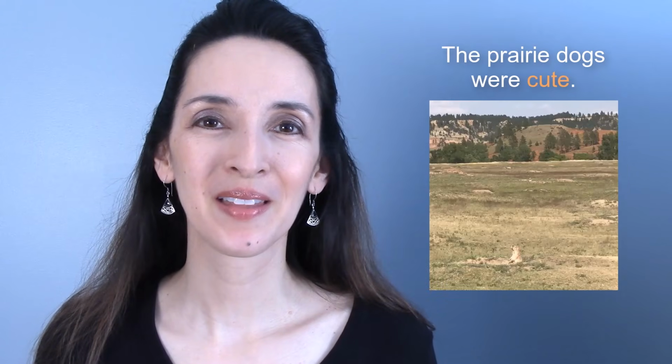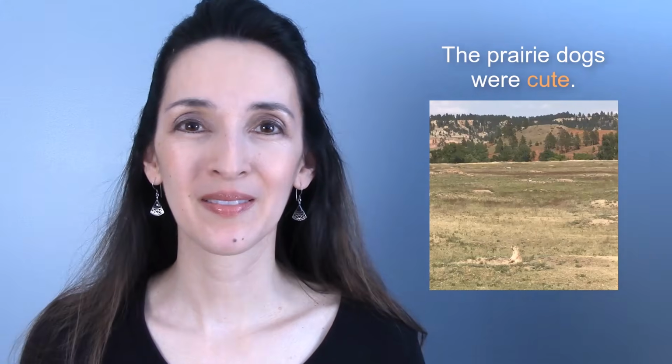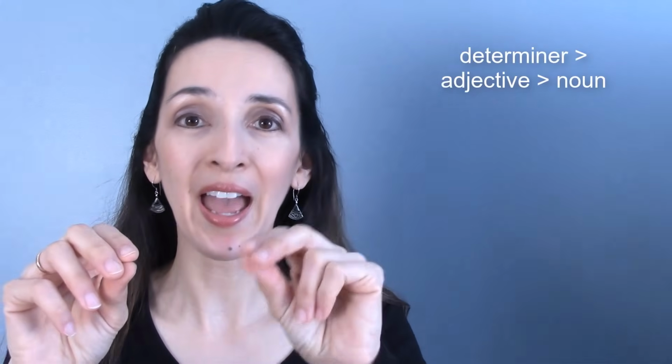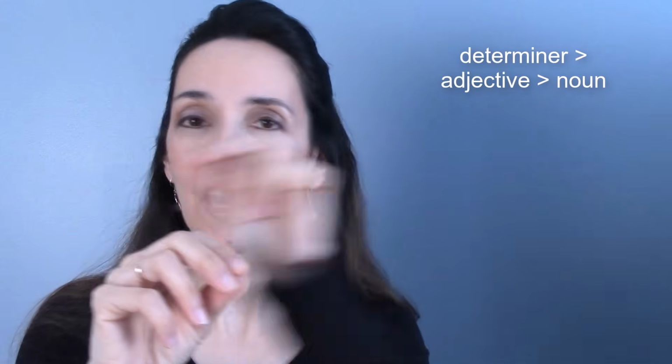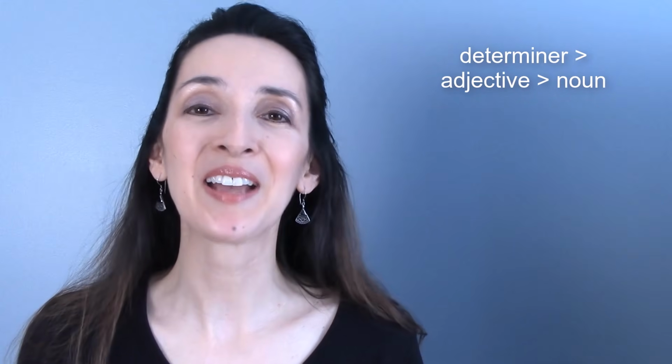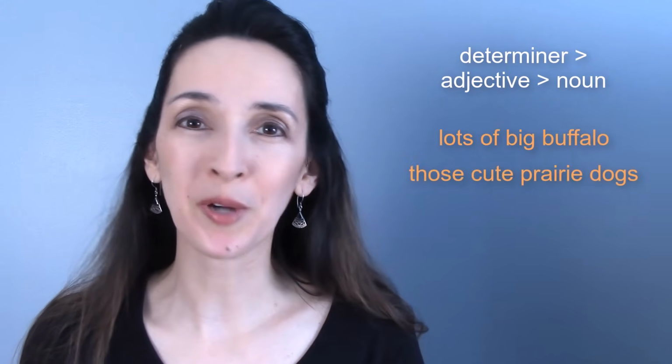We saw lots of big buffalo. The prairie dogs were cute. Remember the order in a noun phrase: determiner, adjective, and then noun. Adjectives follow determiners and never go before, as in lots of big buffalo, those cute prairie dogs.